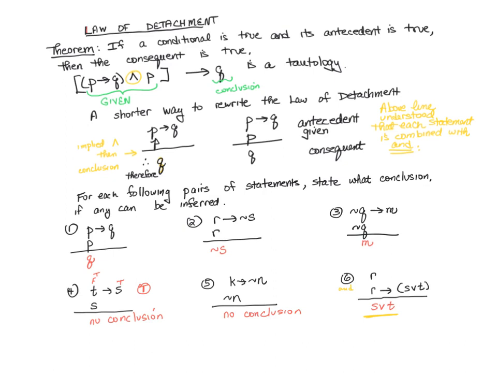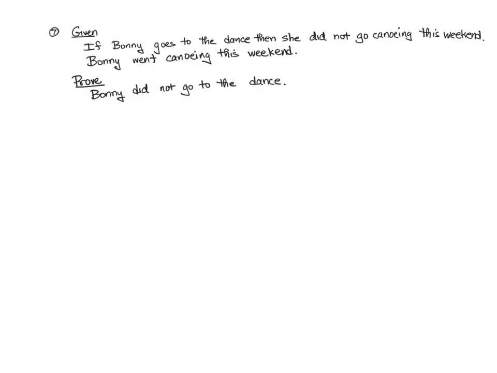Okay, now let's look at another example. Let's take a look at a logical argument in mathematics. We'll start with a very simple problem. Suppose we were given the following information. If Bonnie goes to the dance, then she did not go canoeing. She did not go canoeing this weekend. And Bonnie went canoeing this weekend. So this word and is implied, even though we don't write it. And we want to prove from the two givens that Bonnie did not go to the dance.